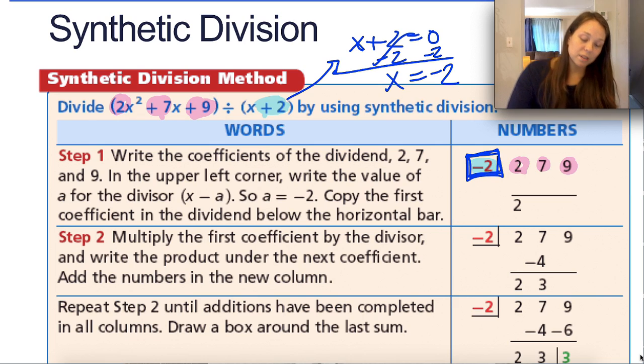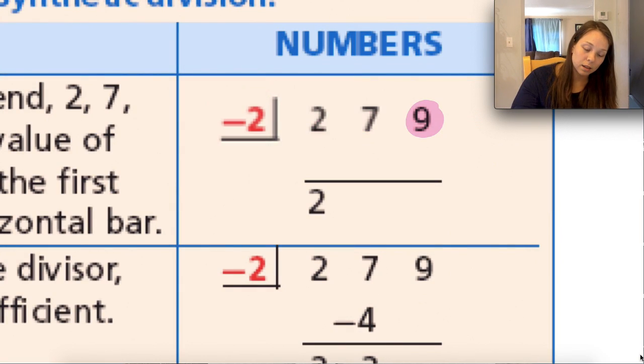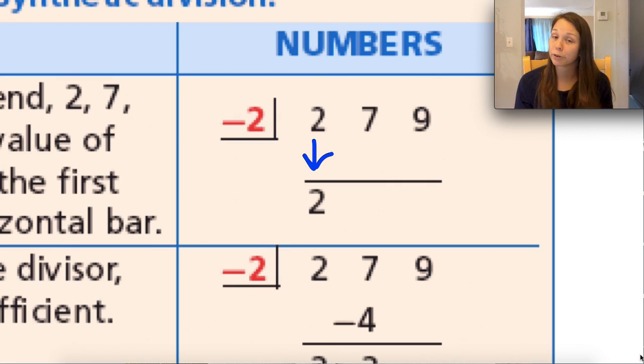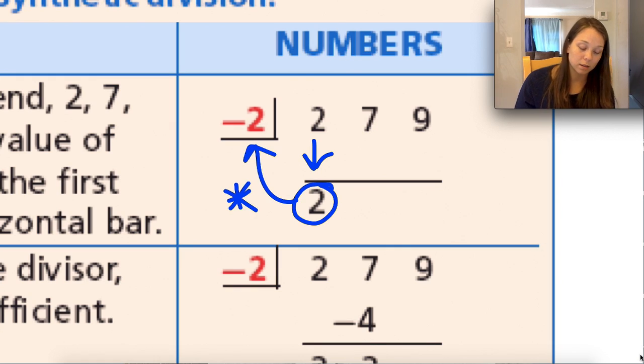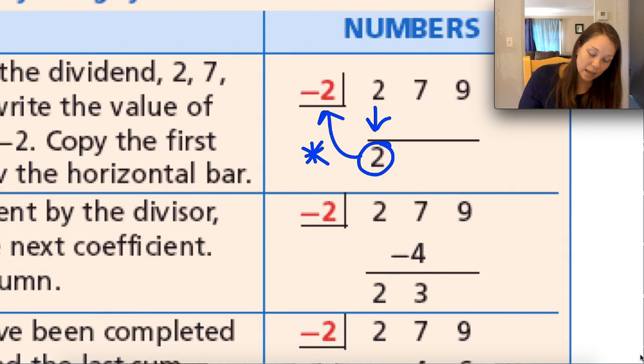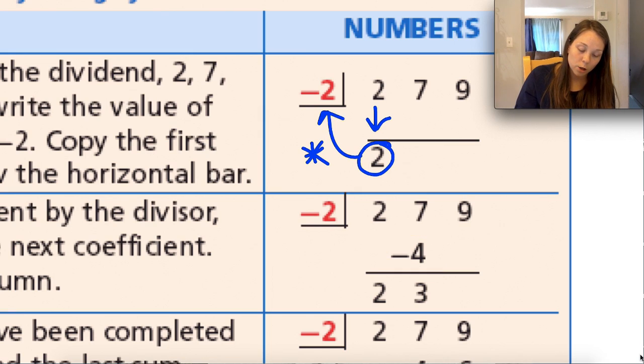So once we have this setup done, and we have everything in our box and all the pieces set up, very first step is to carry down your first number. Then you're going to take this number underneath your line and you're going to multiply that by the number in the box. In this case, that gets us negative 4, and that gets written above the line underneath your second coefficient. Then you're going to add straight down.